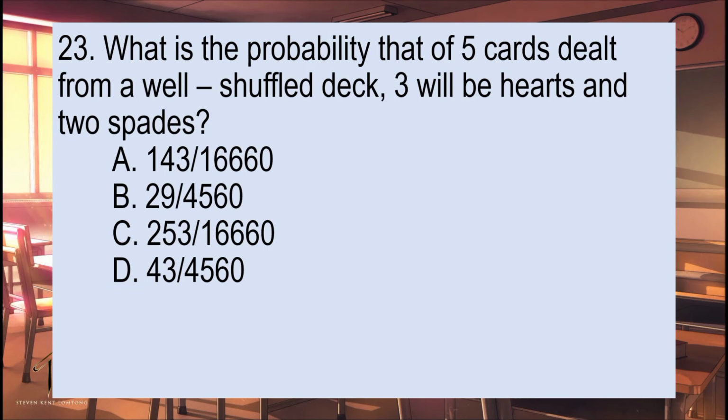Next, what is the probability that of 5 cards dealt from a well-shuffled deck, 3 will be hearts and 2 spades? Okay? So, our probability here, sabi, 3 will be hearts and 2 will be spades. So, we know that yung mga cards natin, we have 13 sets each, no, heart, spade, flower, and diamond. So, that would be 13C3 and another 13 from the spade. So, 13C2.